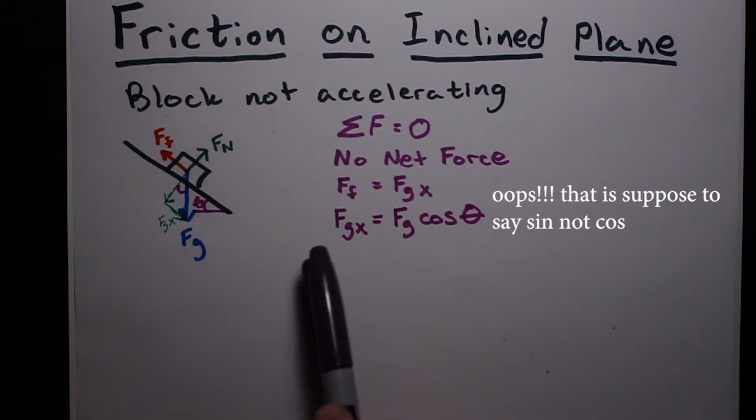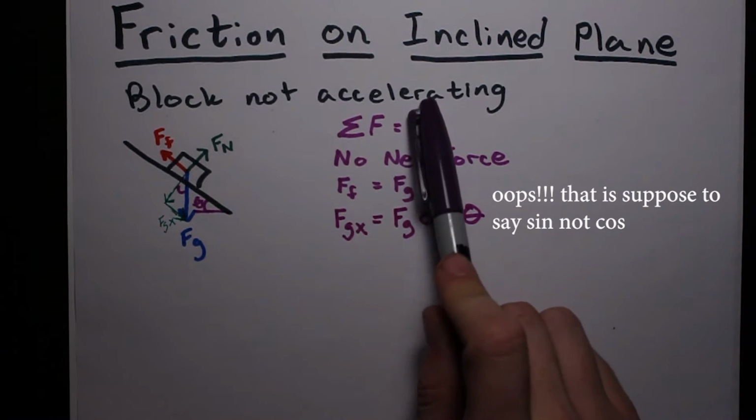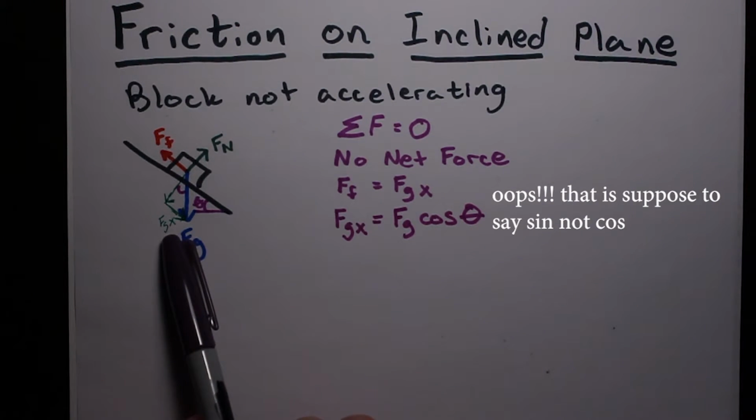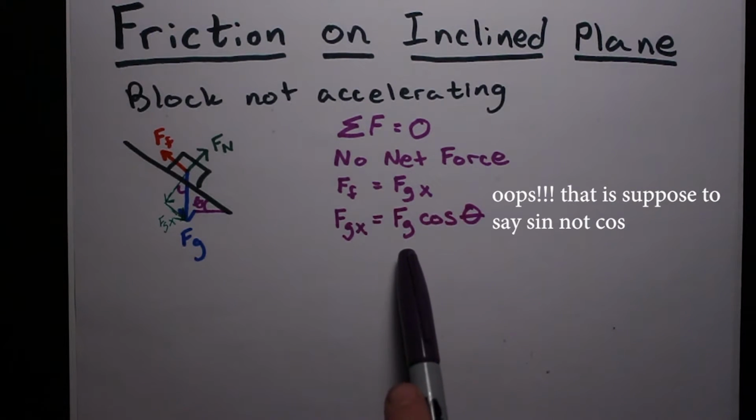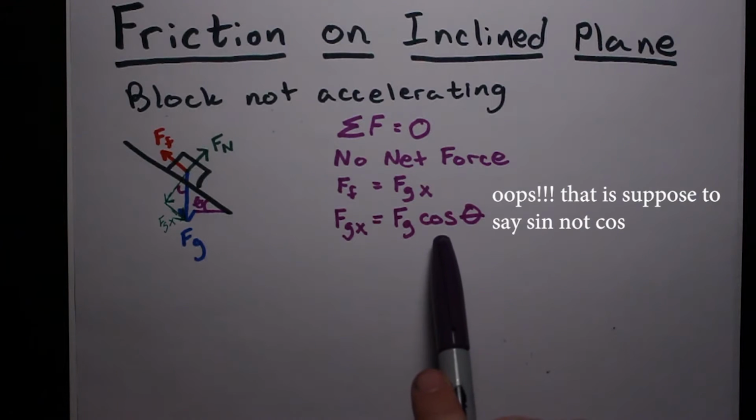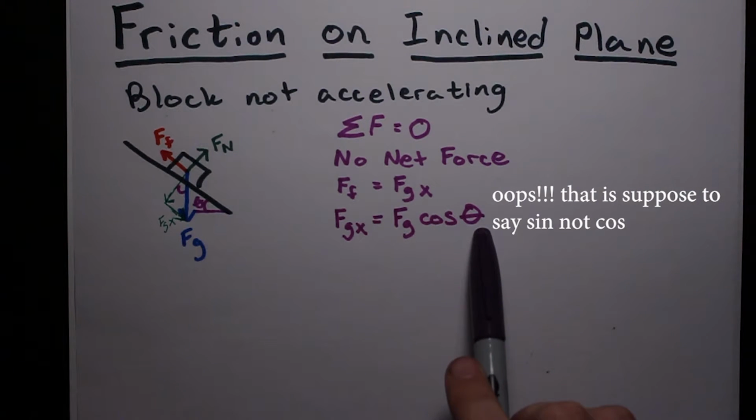So if you needed to find the force of friction and the block is not accelerating, you would just need to find the FGX, the force of gravity in the x direction. And you could do that by taking the force of gravity, multiplying by the cosine of the angle.